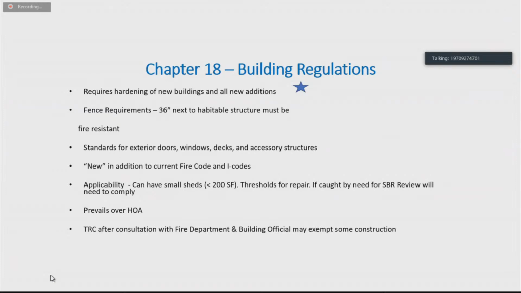One of the things that we added, since you saw it at the work session, is language that the TRC, the Technical Review Committee, after consultation with the fire department and the building official, may exempt some construction. This was looked at as a practical matter. For example, there are thresholds when you're replacing a roof, when you're going to be caught by these regulations. But let's say it was November and the snow was going to fall. This would be an easy one for the technical review committee to let you proceed and not meet these regulations. And if we saw a lot of the same kind of request, we would take back amendments to the building regulations section of this.